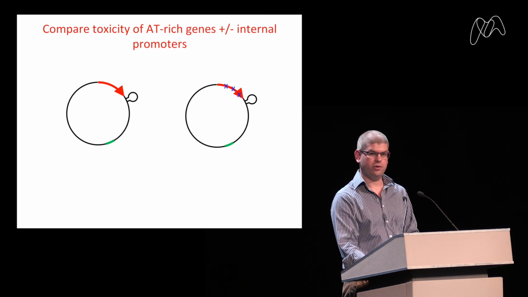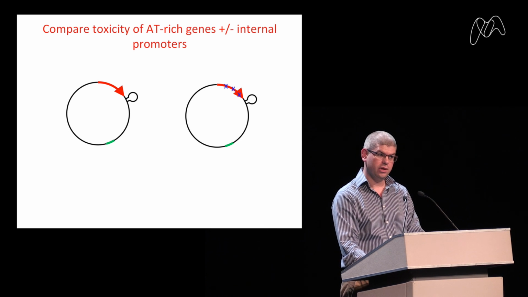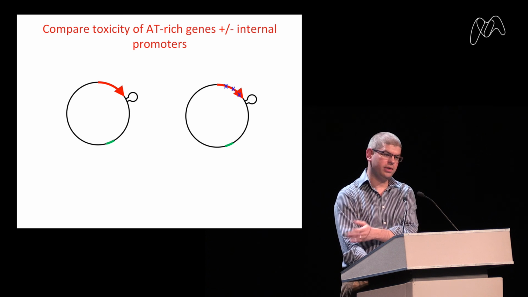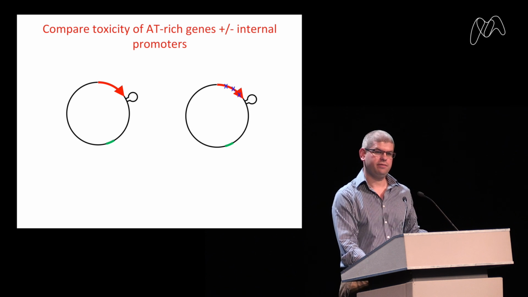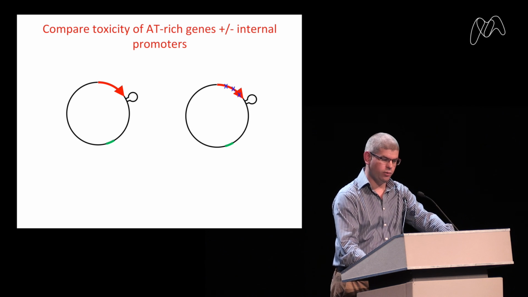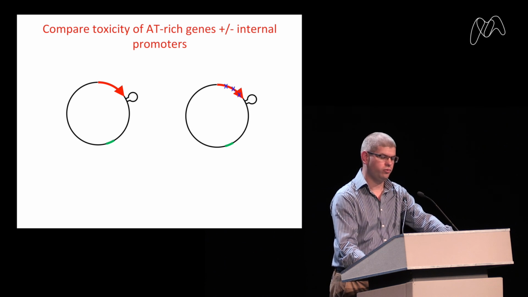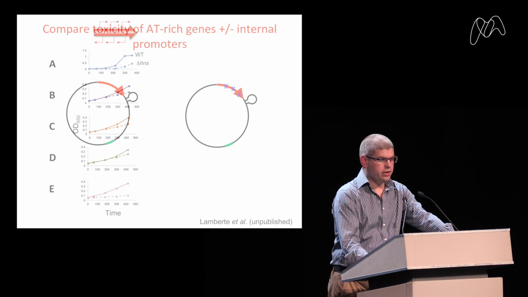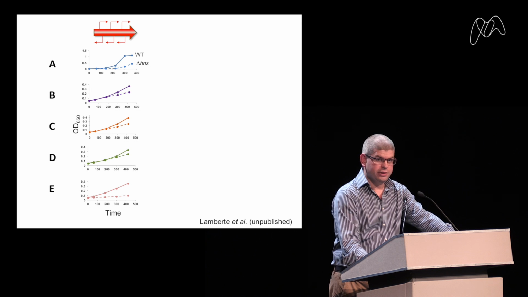Okay, part of that growth defect is going to be due to the AT-rich DNA on the chromosome. But we're expecting the growth defect to be bigger than normal because we've supplied extra copies of these AT-rich genes. And we're going to look at what happens when you remove these internal promoters. So here's the results using the wild-type versions of these genes with their internal promoters intact.